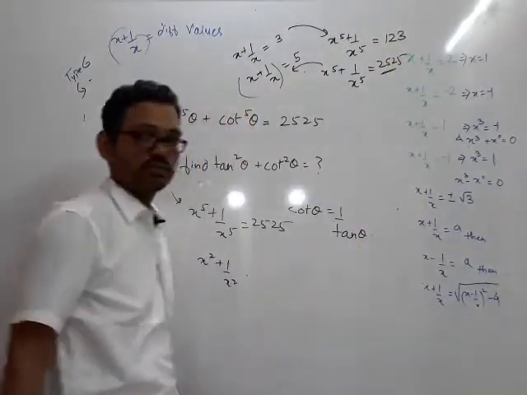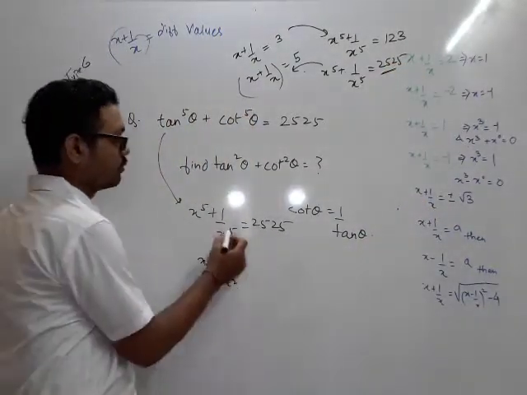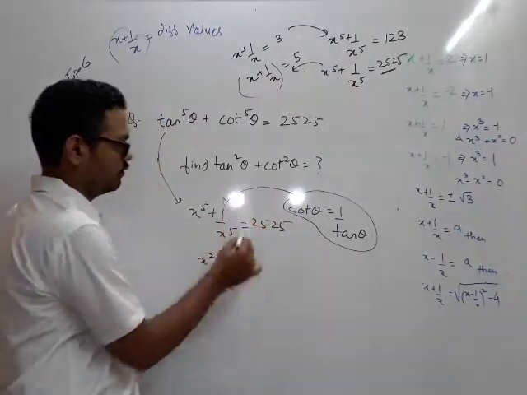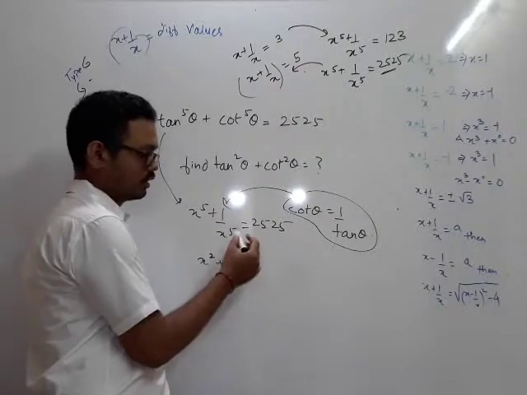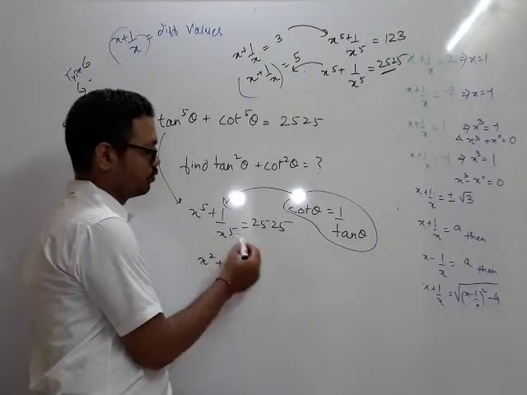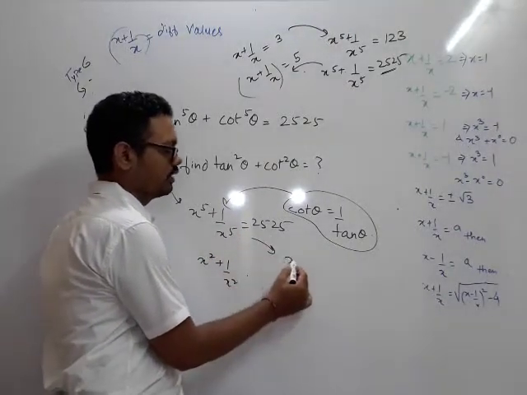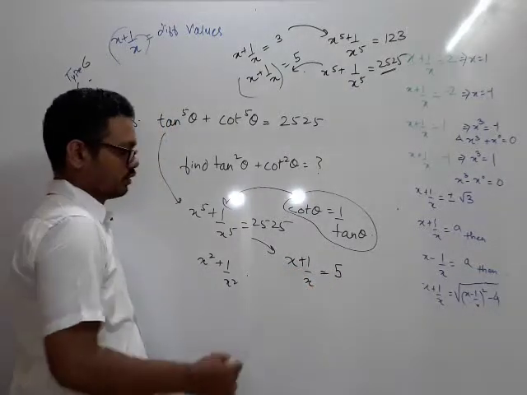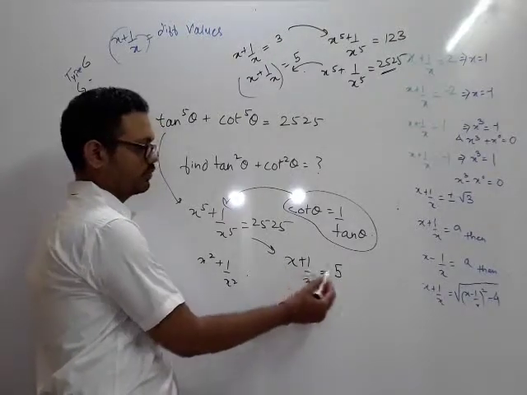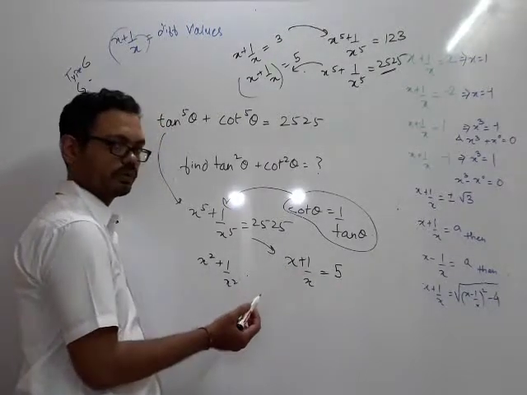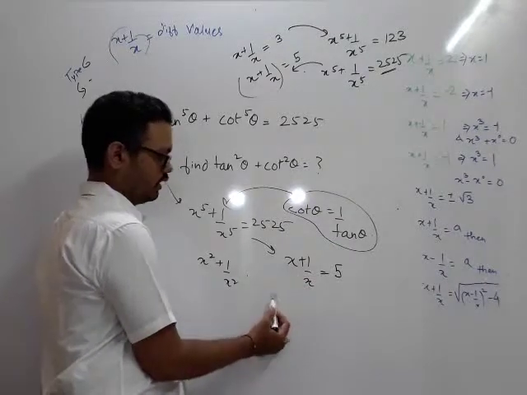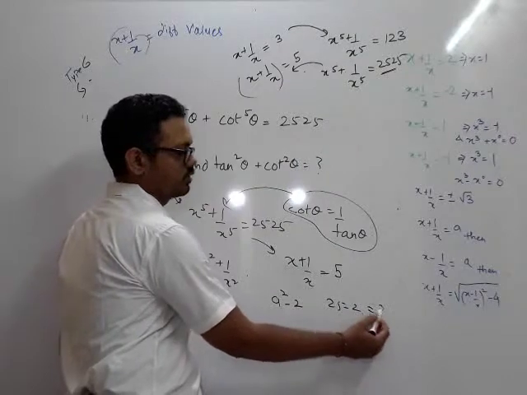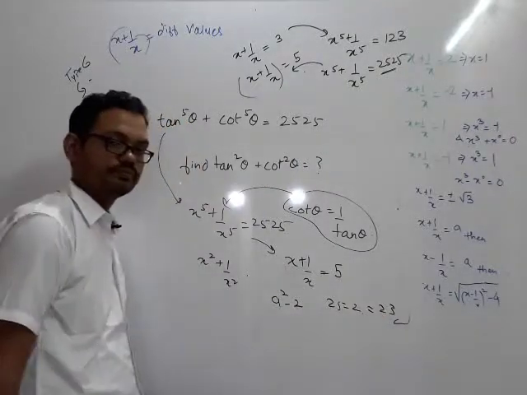But if you remember this value, then the moment you see this, you are able to infer that this is another format of the same algebraic one type. So we know that this is possible when x plus 1 by x is 5. They are asking x square plus 1 by x square. What is the formula for the square? A square minus 2, which is 25 minus 2, which is 23. It's an oral sum.